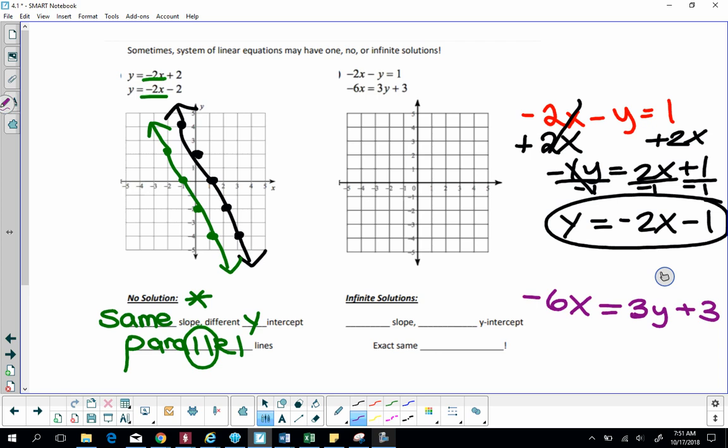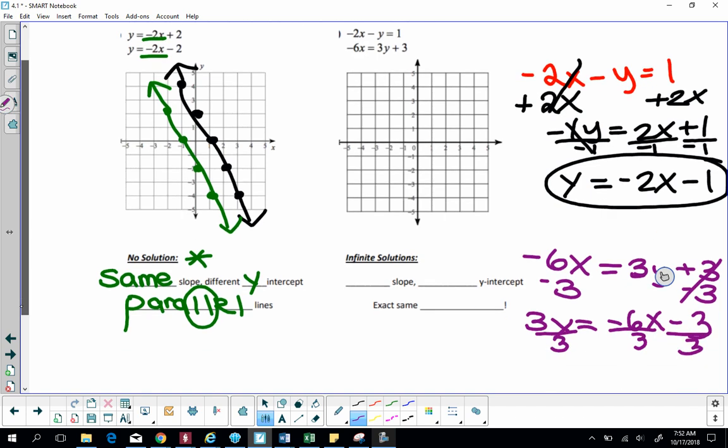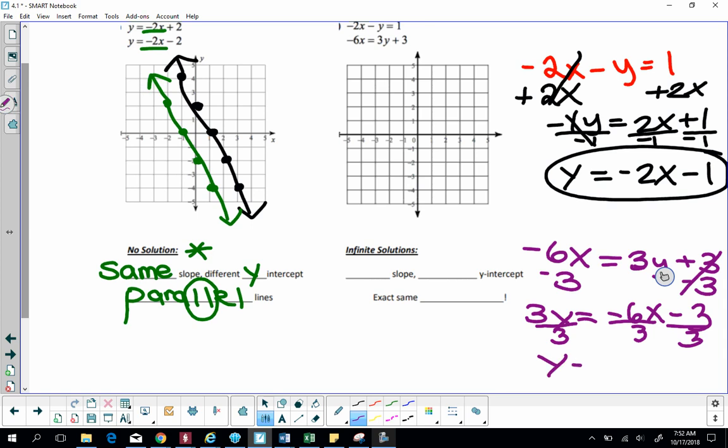How do I put 3 on this side? Subtract, right? And I can even rewrite this if it's annoying you that way. You can write 3y equals negative 6x minus 3. If you want to change it around like that, you can. Then how do you get y by itself? Divide each one by 3. And when you do that, you end up getting y equals negative 2x minus 1.